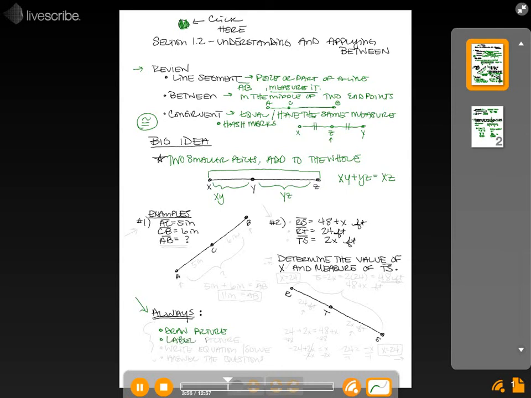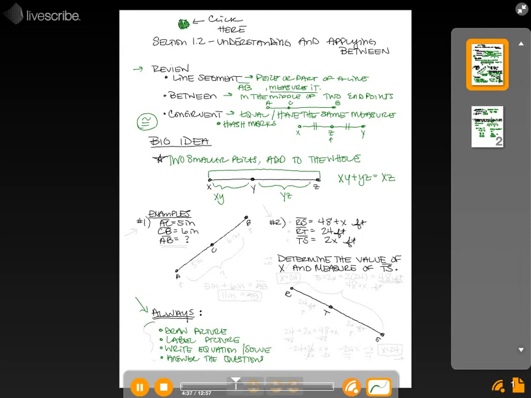Second step is to label the picture with the information they give you, okay? Always label it. That will help you see what's going on, and then you can make an equation. And after you've labeled it, you write an equation. And solve. Last step is to answer the question. Sometimes questions will just ask for a variable. Other times they're going to ask you how long a particular segment is, so you may have to do some extra work. Don't assume that even though you solve the equation that you're completely finished. Make sure you answer the question.